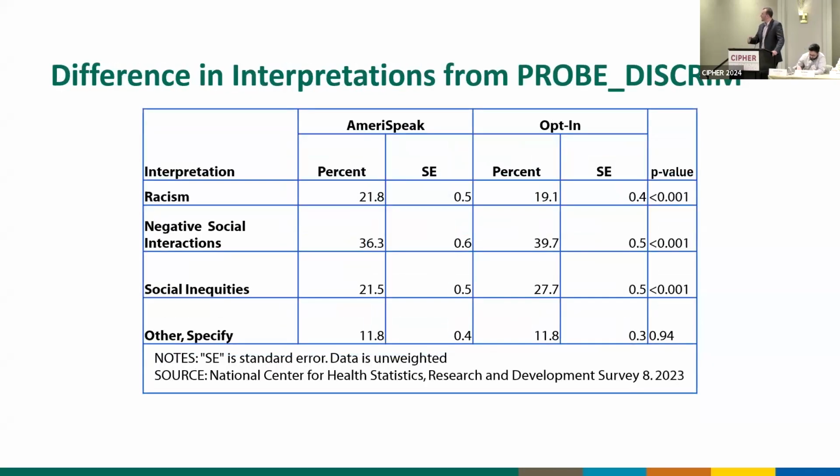And then the next probe, and I'll end on this, was actually asking people what they're interpreting the Everyday Discrimination Scale to be about. There's no right or wrong here. But we do see that there's a difference in interpretation, so in what the actual scale is measuring across the two panel types. So we can see that on AmeriSpeak people say they're responding about racism more, whereas in the opt-in they were choosing the other types of codes.